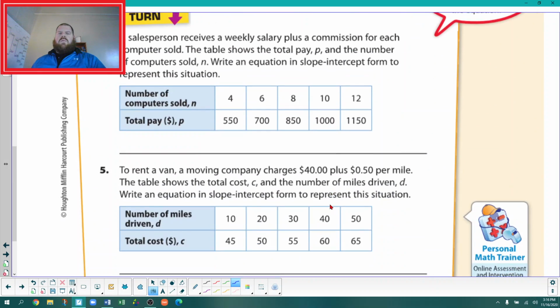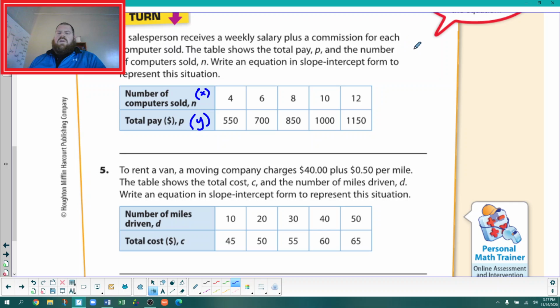I guess two more. It says a salesperson receives a weekly salary plus a commission for each computer sold. So the table shows the total pay P, so that we're treating this as our Y values, and the number of computers sold N, we're treating those as our X values. Write the equation in slope-intercept form that models the situation.